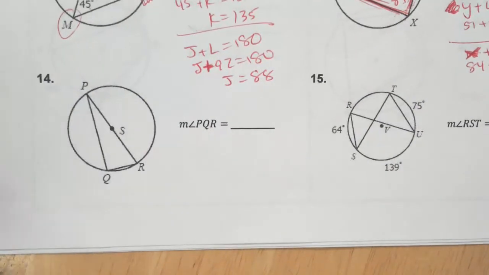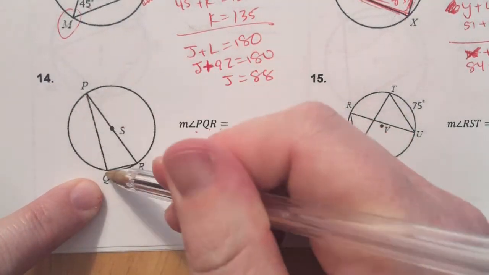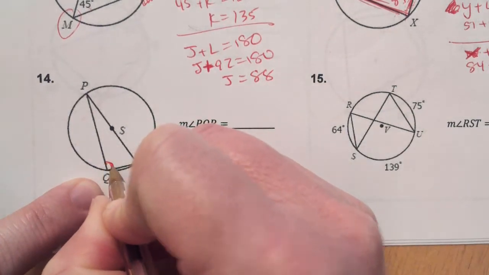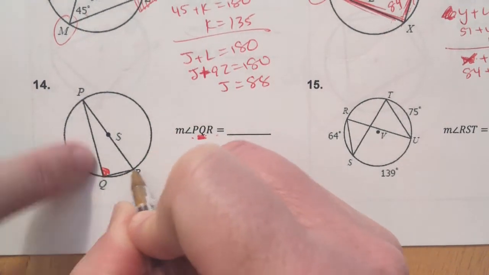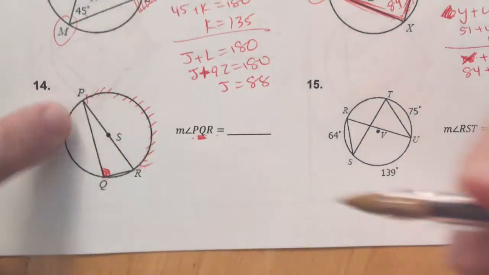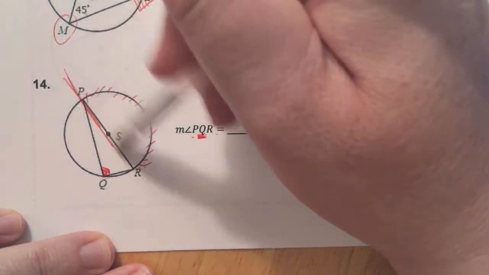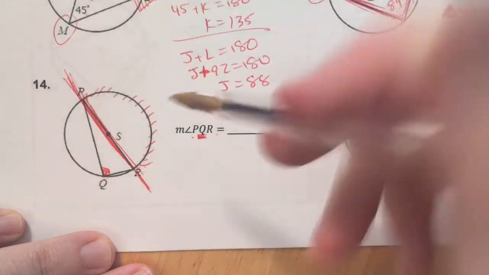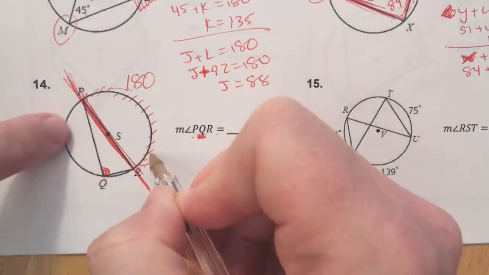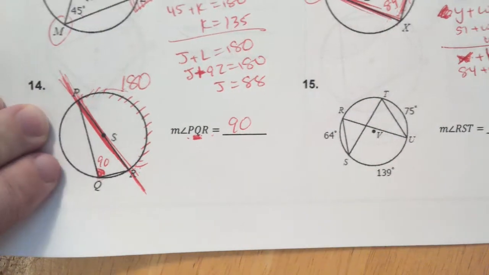All right, so for number 14, I want PQR. So I want this middle angle, this middle letter. Now this right here projected all of this. But there's no angle there. There's no number anywhere. Okay, well, I know that this is a diameter, and that cuts the circle in half. If 360 is all the way around, then this is 180. And if I divide by 2, this would be 90. So that angle right there is 90 degrees.